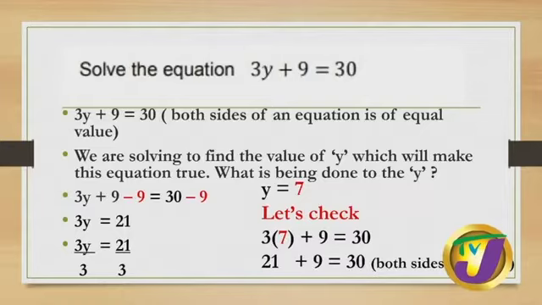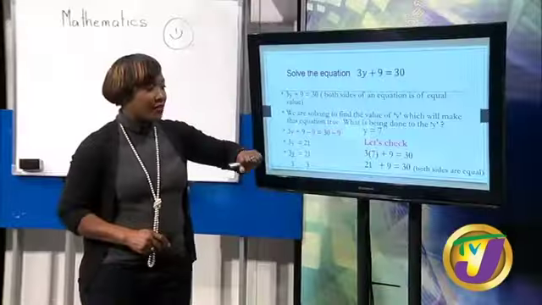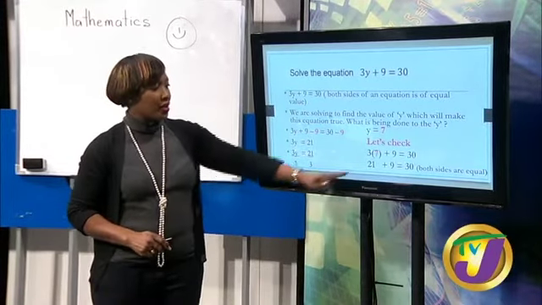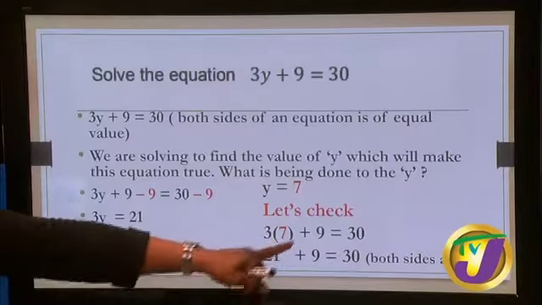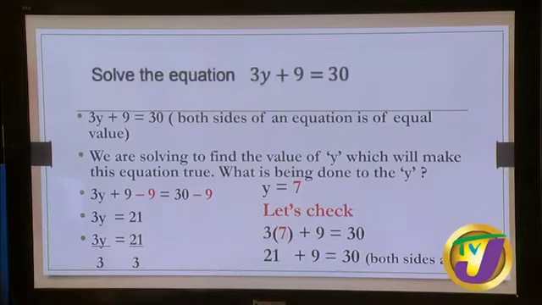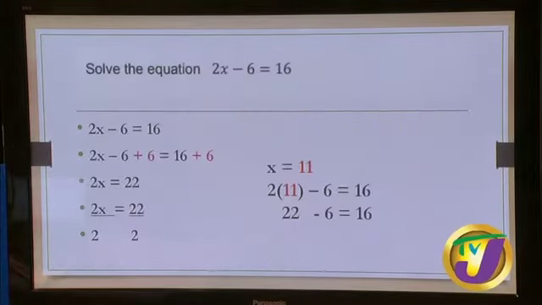And let's check if that works out. So we're going to substitute the value of y, being 7, into the original equation. So 3 times 7, 21, plus 9, and it seems to be perfectly fine. So that's 30 equal 30. Great job.